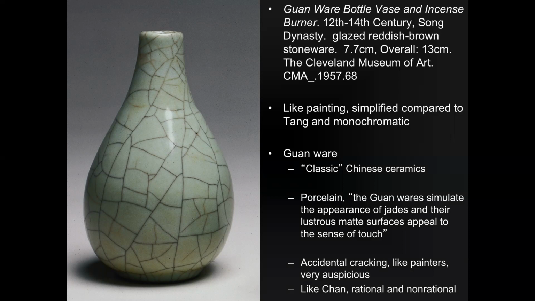So like the painting that we see develop during this time, it's simplified compared to the Tang Dynasty where you had colorful slips to make interesting patterns and pictures. And it's more monochromatic. These are called guanware, and I put the quotes up in classic Chinese ceramics because that's really a Western view.